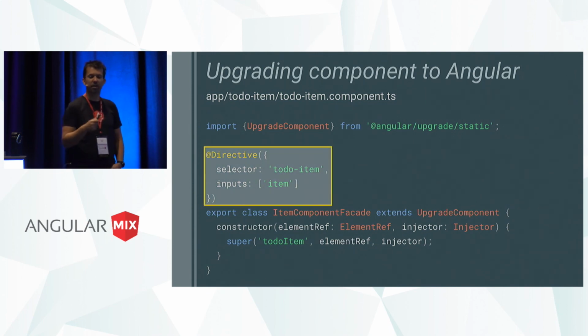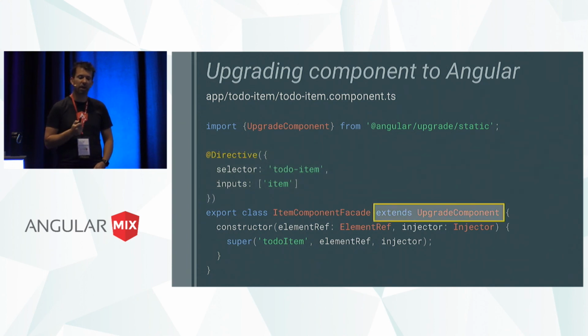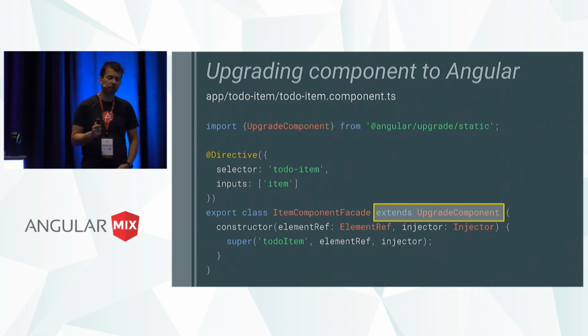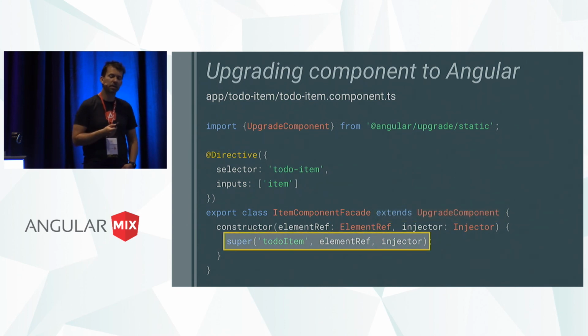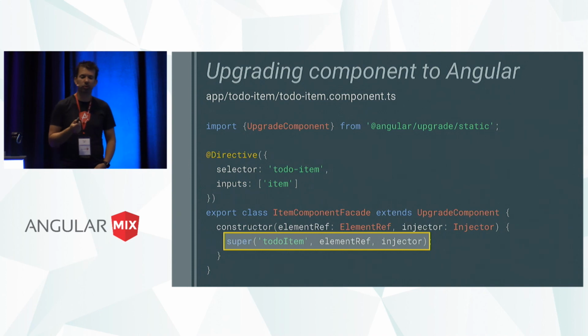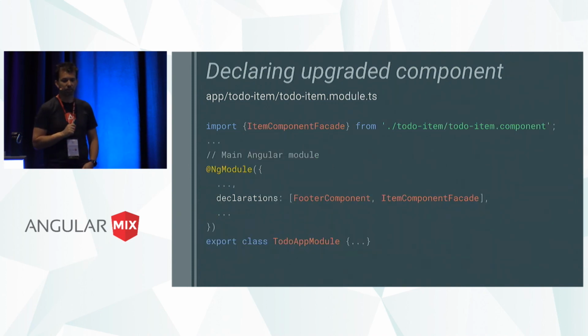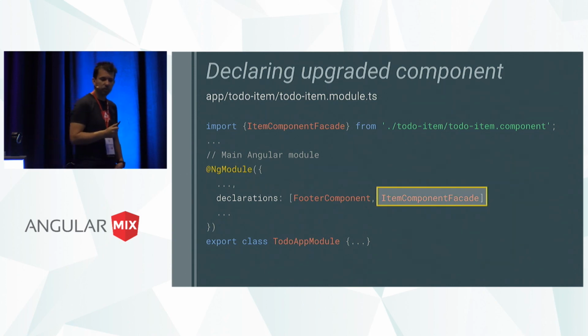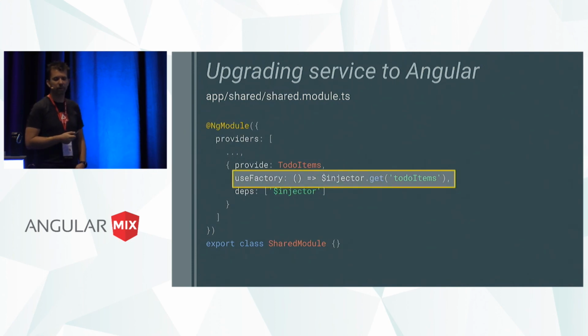Here we have how we do it in the other way. So let's say we have a to-do item, which is an AngularJS component. We create a directive which has the same exact selector for AngularJS. We create a class which extends upgrade component, and we tell the facade which AngularJS component to bootstrap right over here. Once we have the facade, we simply include it in our declarations because it's just another component or a directive, just like you would expect, and we are free to use it wherever we want.